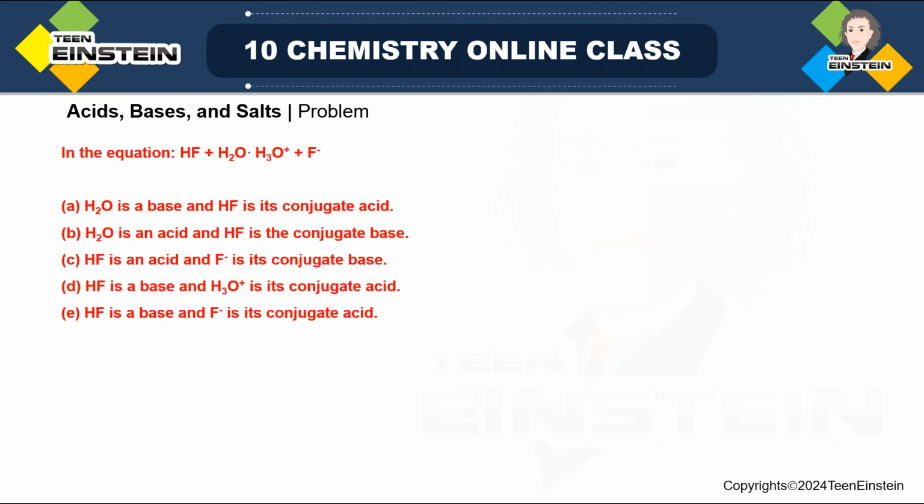Again, we have an equation where you have to consider equilibrium. HF reacting with water, you are getting hydronium ion and fluoride ion, F minus. In this equation, you have to recognize the correct option. So look at the options, what it is saying. The first one is saying water base, HF conjugate acid, then acid, conjugate base. So see, all the options are related to conjugate acid and base pairs, right? So you just have to recognize the correct conjugate acid base pair.